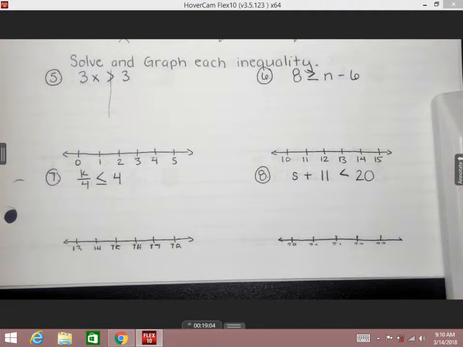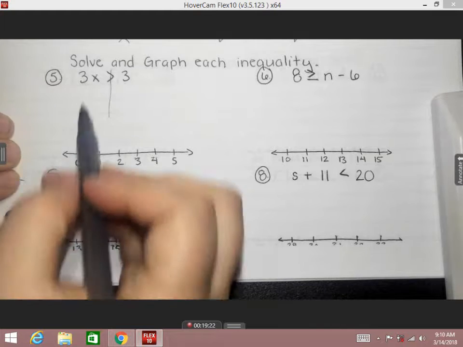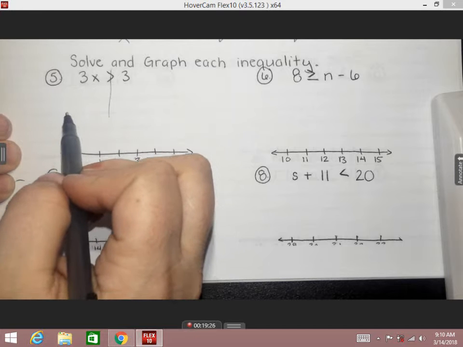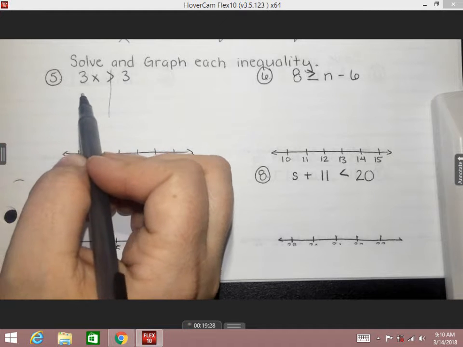What does inverse mean? It's just a fancy way of saying what? Opposite. So the inverse is just a fancy way of saying the opposite. So let's look at number 5. What operation is happening on number 5? Brandon? Multiplication. And Brandon, what is my inverse? Division. All right, because the opposite of multiplying is dividing.